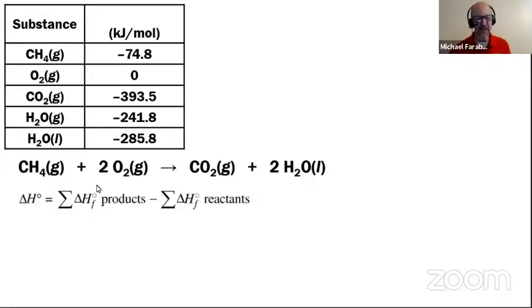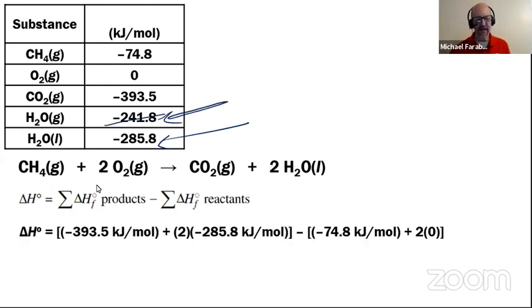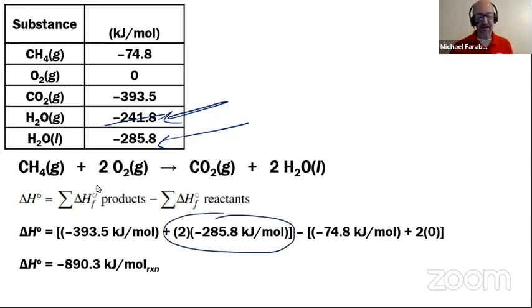Notice that we have to pay attention to the phase of matter. So we are not using negative 241.8, we're using negative 285.8. And again, that came from the table of standard enthalpy of formation. And sure enough, I get a magnitude that is different than 802. I get around negative 890.